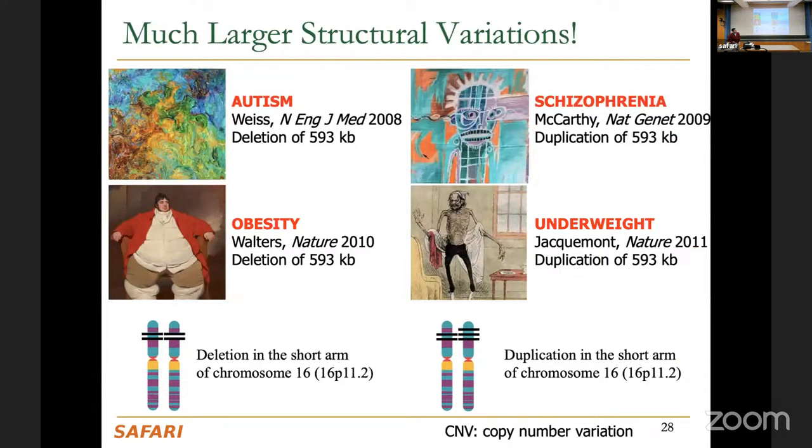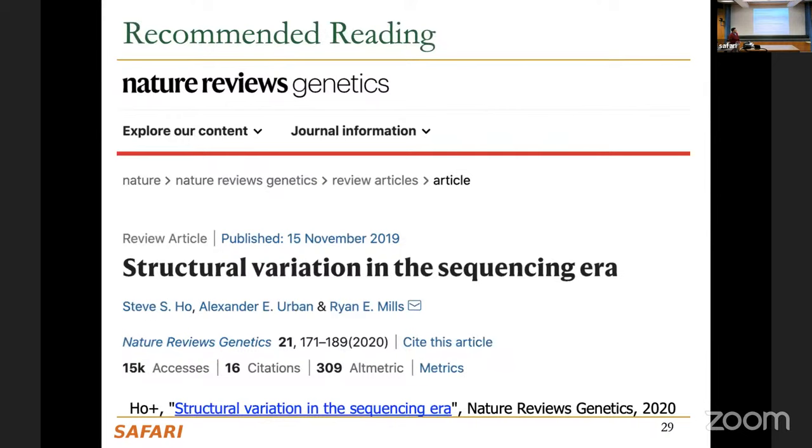And we don't only have single changes in the genome. We also have even larger changes, which are called structural variants. So we may have huge deletions or insertions or other types of changes. And of course, these types of mutations or changes can also lead to different diseases or symptoms such as autism, schizophrenia, obesity or underweight, or even other diseases or symptoms. If you're interested in understanding structural variations, you can also check this paper.